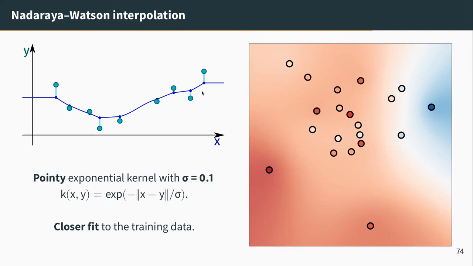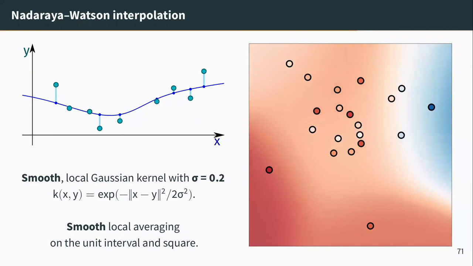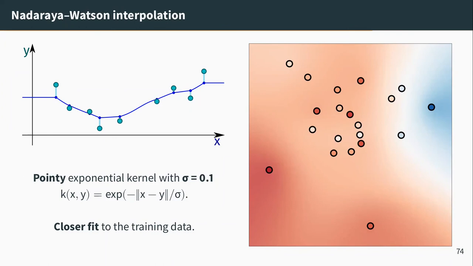That's all well and good, but none of those methods allow me to get a very tight fit. So what would you do if you wanted to get a tight fit to the data? Can you guarantee that the Nadaraya-Watson interpolation passes through every point?